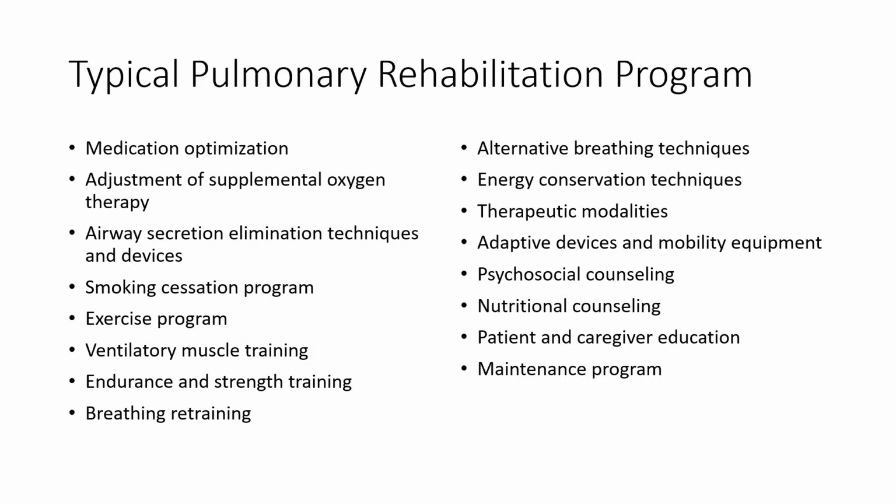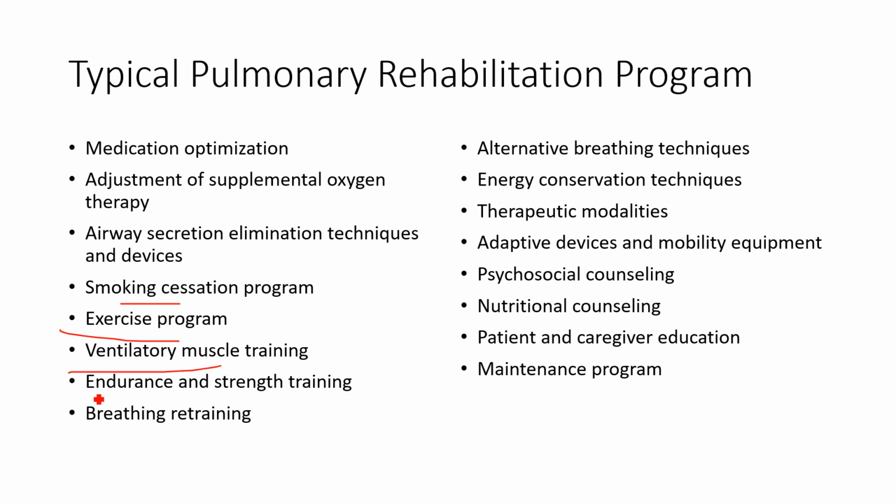So medication optimization is making sure people are on the right meds, adjusting oxygen needs as needed. Some patients may need one level of oxygen for what they do at rest. They may need a little bit different during exercise, and a pulmonary rehab setting is a great way to figure that out, because you'll be exercising and they'll be monitored. We'll go over different things they can do to keep their lungs clean. We'll go over smoking cessation.